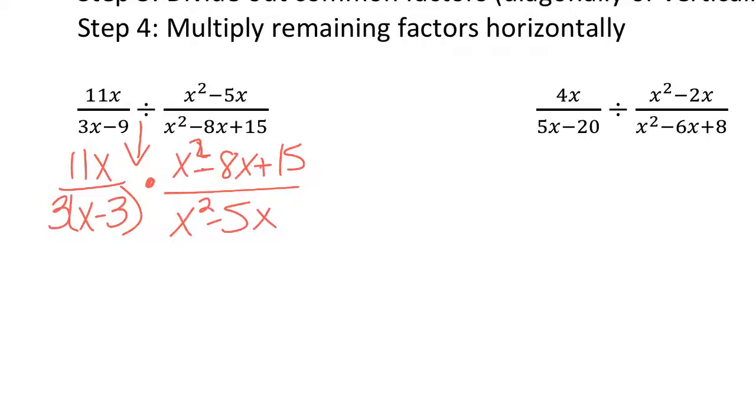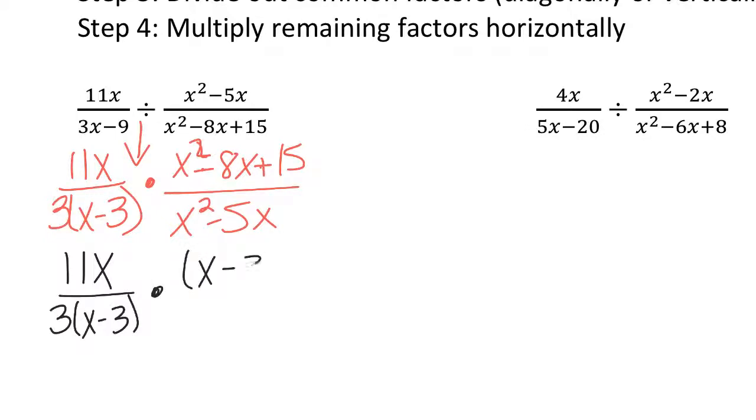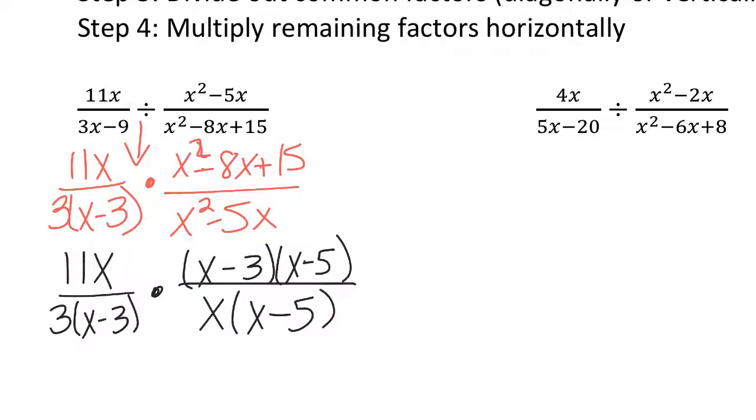And now I'm going to factor the other side: 11x over 3 times x minus 3, times x minus 3 and x minus 5, the two numbers that multiply to positive 15 and add to negative 8. And then x squared minus 5x, the only thing I can do is take out the x times x minus 5. And now we're going to divide out any common factors we have. I see an x minus 3 as a common factor. I see an x as a common factor. And I see an x minus 5 as a common factor. So the only thing left is 11/3.